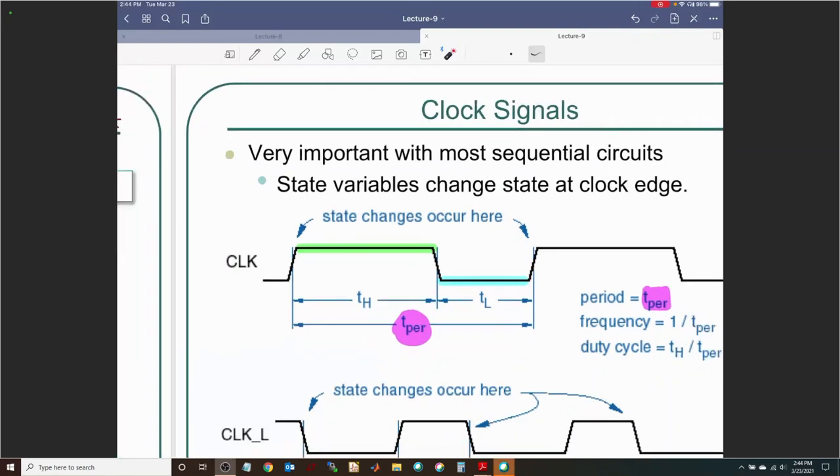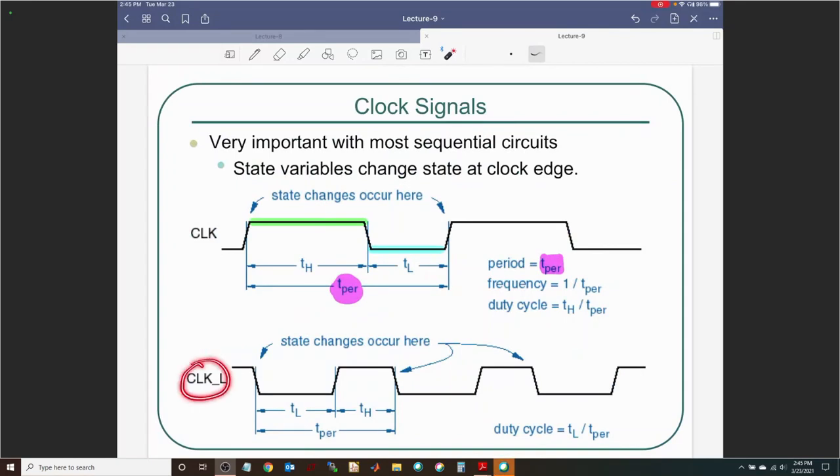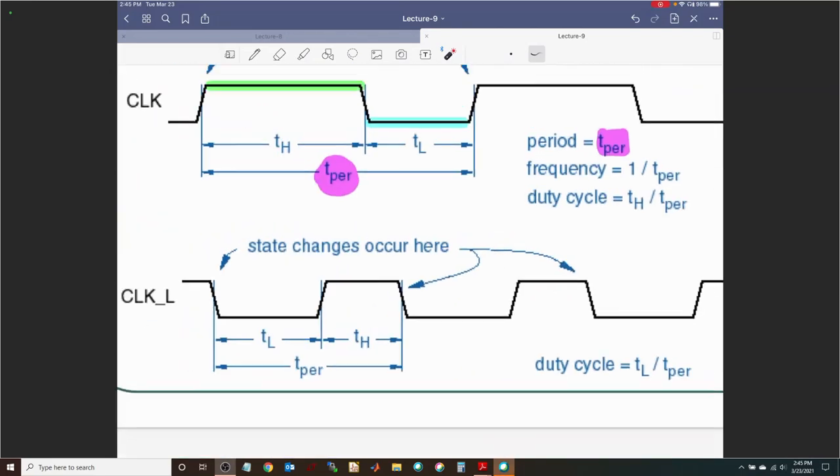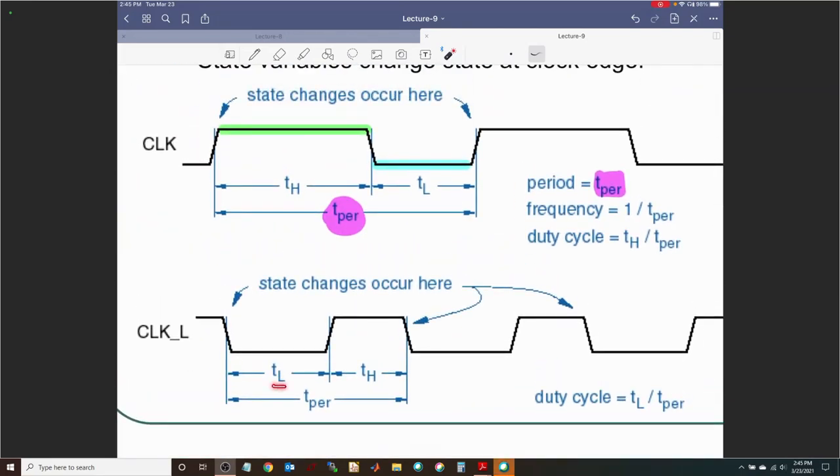That's good. Now, if you flip the clock signal, meaning an active low clock, then your time period is now going to be T low plus T high, the amount of time it spends in the low state versus the high state. That's your low time and then the high time. The sum of those two is still your time period, but now your duty cycle is going to be slightly different.